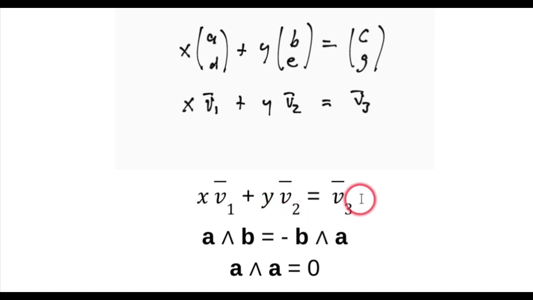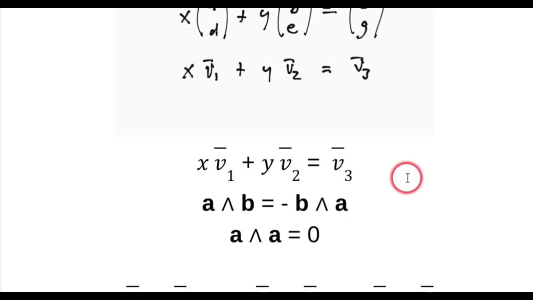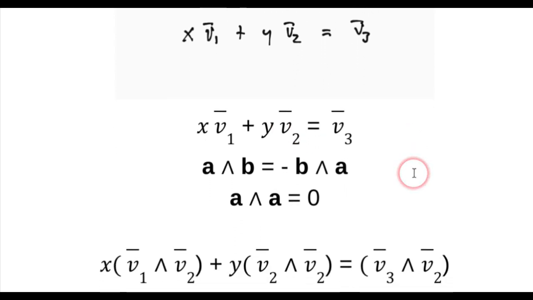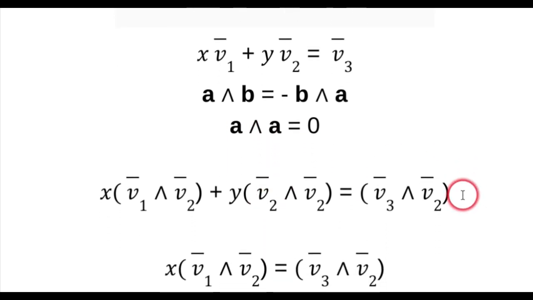Well, I'm going to wedge it from the right. It matters in geometric algebra which direction you're coming from, because one is the negative of the other. So I'm going to go this direction with v2. I wedge from the right with v2, so this becomes 0 because of this rule, and we're just left with this.